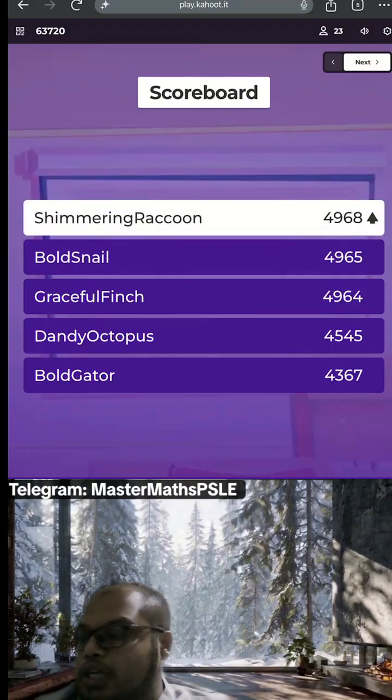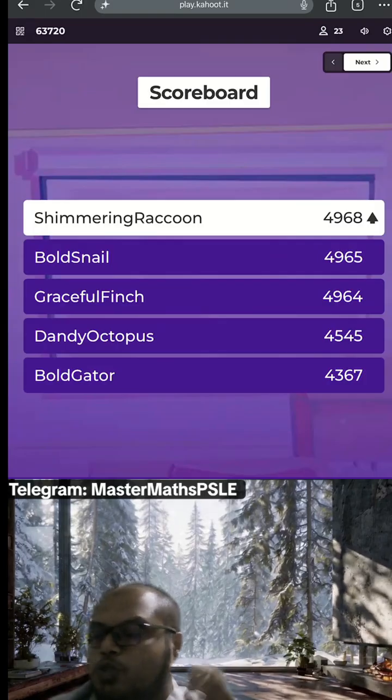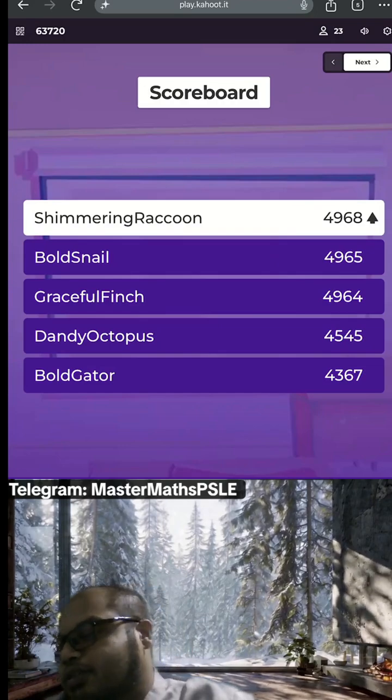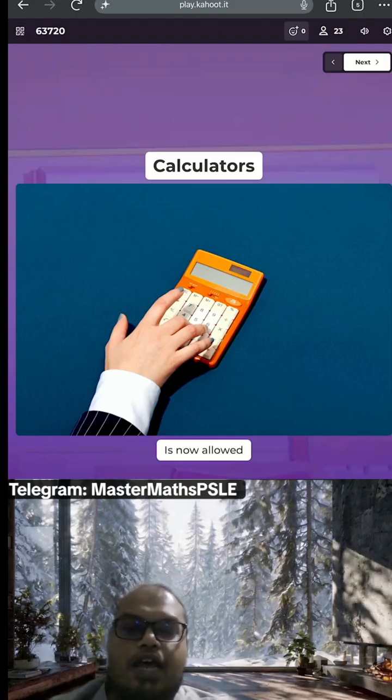Okay, now we got the shimmering raccoon, 3 points ahead of the bow snail. And then 1 point behind is the graceful finch. So today we got a tough competition between the top 3. Interesting. Okay, now then calculators are allowed. Okay.